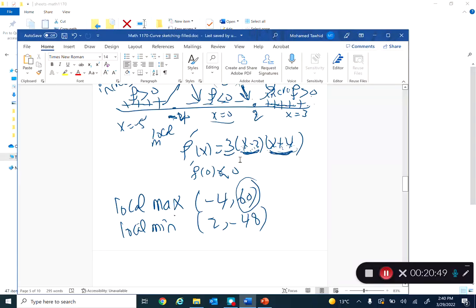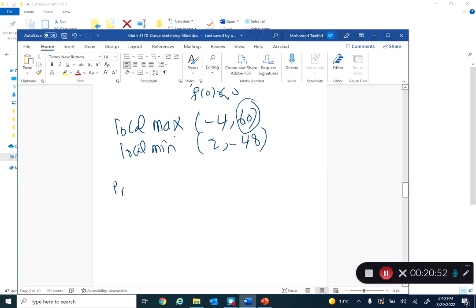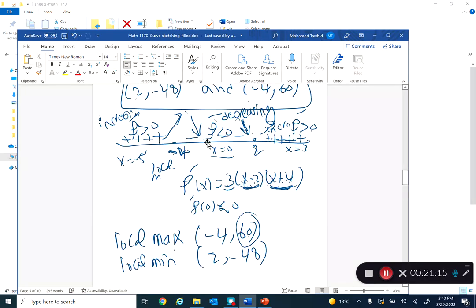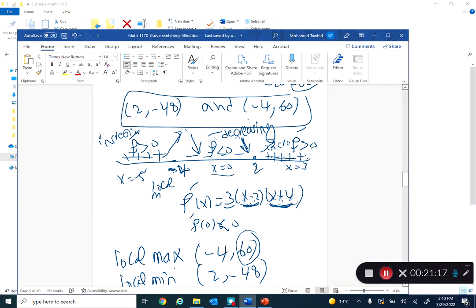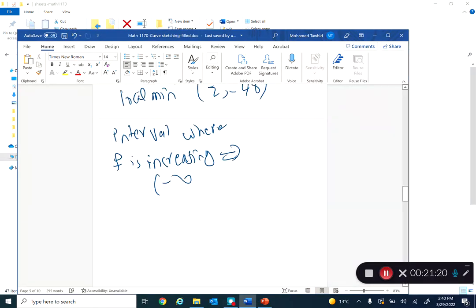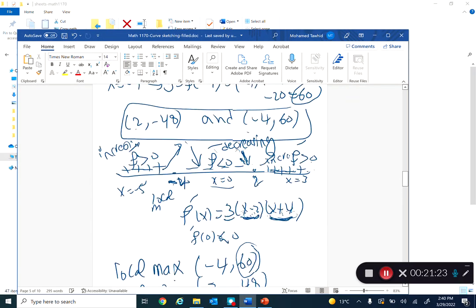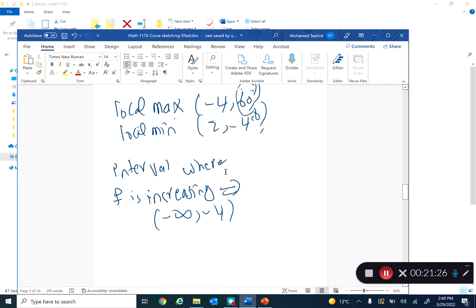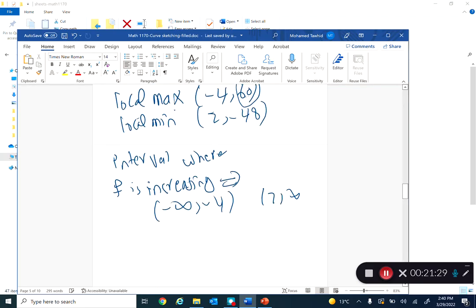Okay, so now I figure out local max, local min, and even the interval where f is increasing. F is increasing where, just write the interval here, guys. Let me write it here. F is increasing in the interval from -infinity to -4, and also from 2 to +infinity.